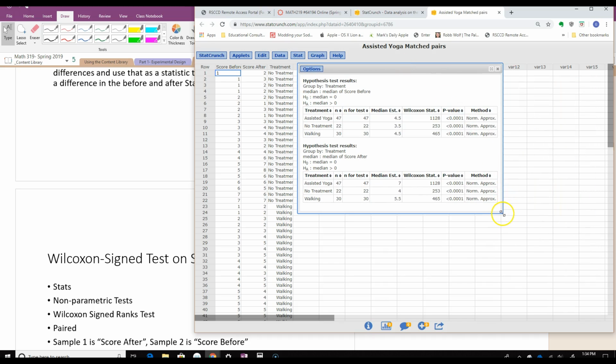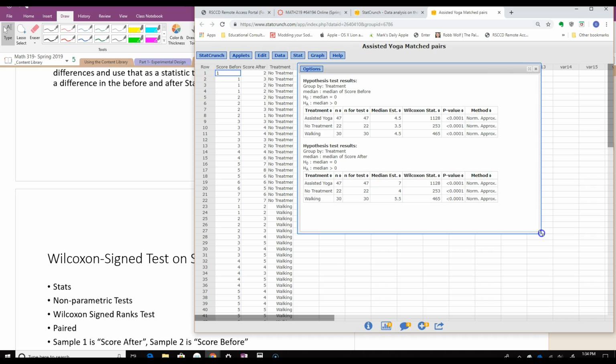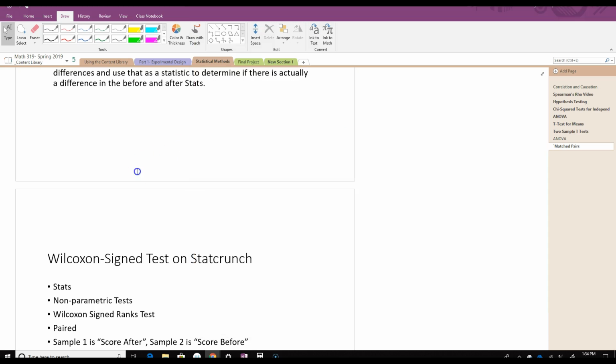What I get here is some information about my no treatment group that basically says the estimate for the median difference is about 3.5 in terms of its change, and it tells me that my p-value is less than 0.001. What this gives me is information on whether or not there's actually a difference for no treatment. And the answer is yes, there is, because p is less than alpha. Alpha was 0.01, and we got 0.0001.